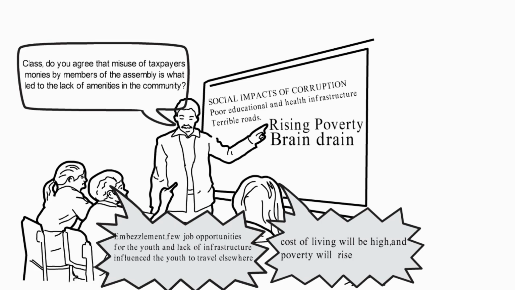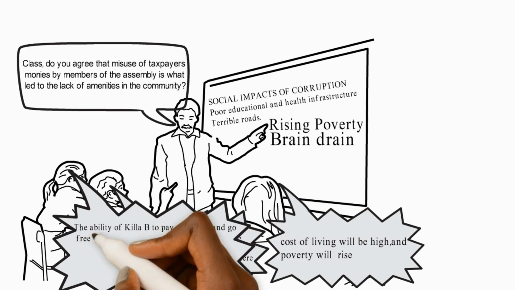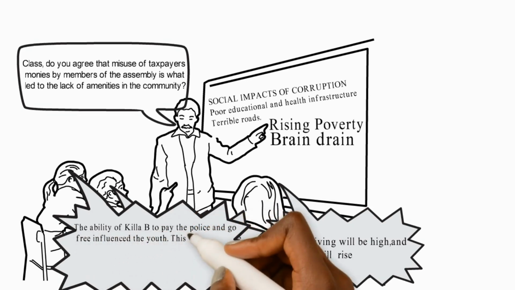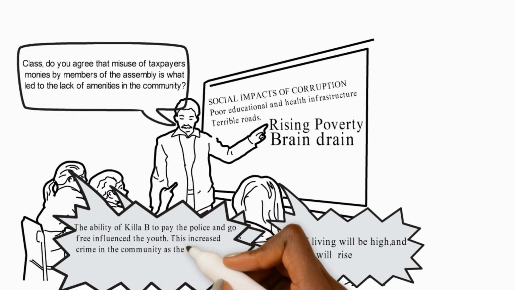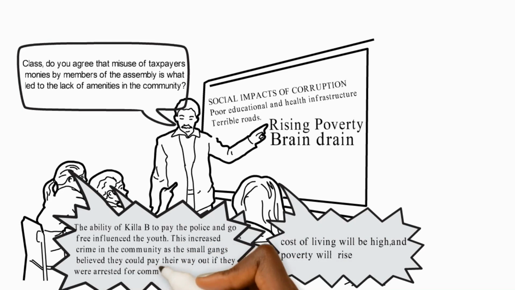Does anyone have anything to say about Killer B and the police? The ability of Killer B to pay the police and go free influence the youth. This increased crime in the community, as the small gangs believed they could pay their way out if they were arrested for committing crimes. The frequency of crimes and the indulgence of the youth in committing crimes can also lead to serious moral problems in the community. Very good, Dede. You have 2 points in your answer.